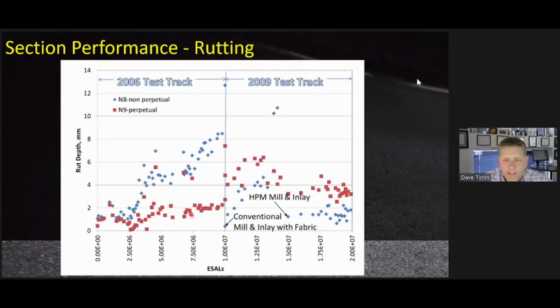If we look at rutting, same kind of a story, over 20 million easels. The perpetual section, basically we could say it was less than a 1/4 inch rutting. Over 20 million easels, performed very well. Meanwhile, non-perpetual got up to a 1/2 inch of rutting. We rehabbed it, got up close to a 1/2 inch again. We rehabbed it, and then it was okay.